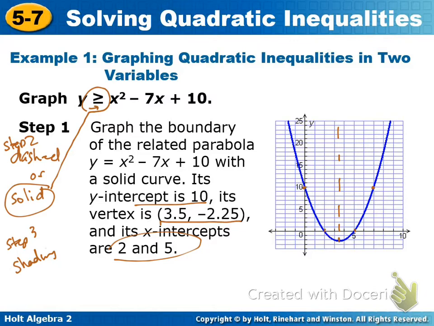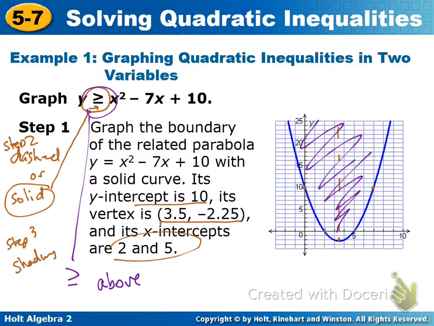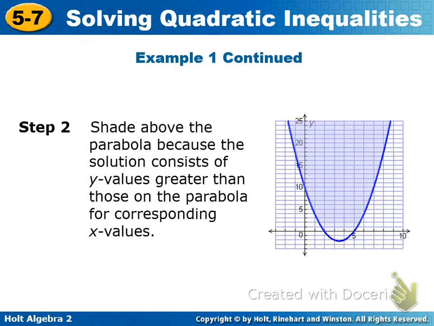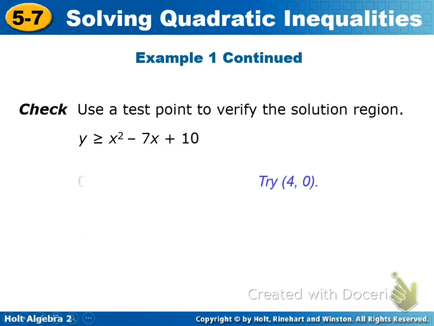So again, for our shading, we look at our symbol. Our symbol is a greater than or equal, and that means we will shade above our parabola. That means we'll shade above our parabola. So we'll take a look at the next slide and we'll see how it has been shaded in. And there it is. So that is that shading.